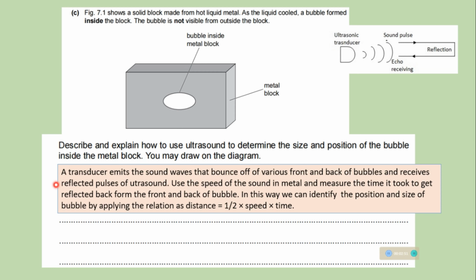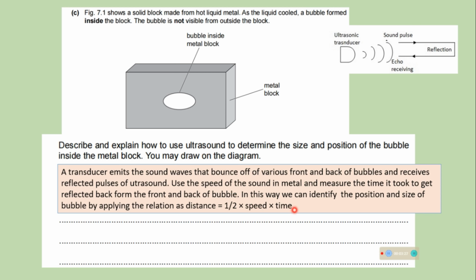So we can write that a transducer emits sound waves that bounce off the front and back of the bubble, and receives the reflected pulse of ultrasound. Use the speed of sound in metal and measure the time it took to get reflected back from the front and back of the bubble. In this way, we can identify the position and size of the bubble by applying the relation distance is equal to 1 by 2 multiplied by speed multiplied by time.